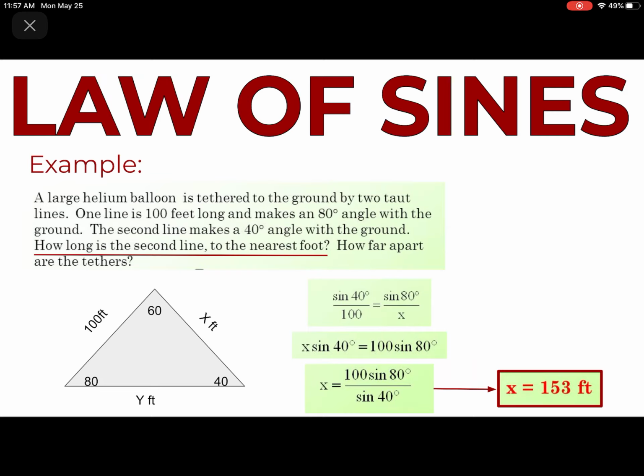And that will simplify to about 153 feet. Again, we're rounding to the nearest foot in this question. All right.